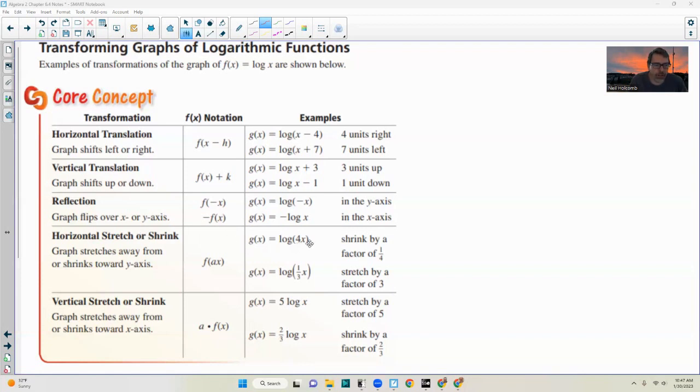Horizontal stretches and shrinks are when the numbers inside the parentheses, a number greater than 1, is a shrink by its reciprocal. A number between 0 and 1, a fraction, is a stretch by a factor of its reciprocal. And vertical stretches and shrinks are numbers in front. So 5 times the log of x is a stretch of 5. And 2/3, a number between 0 and 1, times log of x is going to be a shrink by that factor. Okay, so it's the same rules. You just have to know where these changes appear in the new functions. So let's take a look at that.